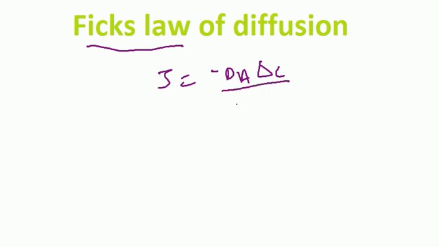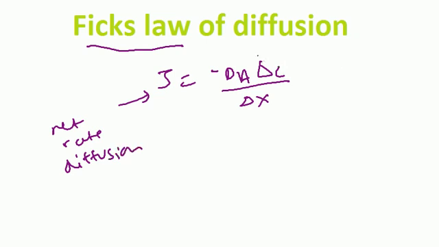So the topic is Fick's law of diffusion. We will start with the formula. J is equal to minus DA, then delta C upon delta X. So the J stands for net rate of diffusion.